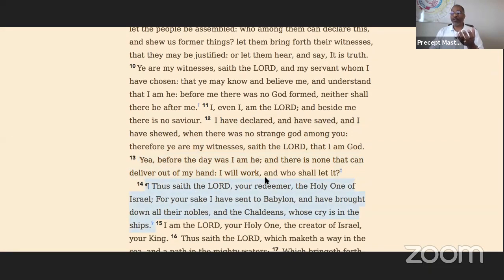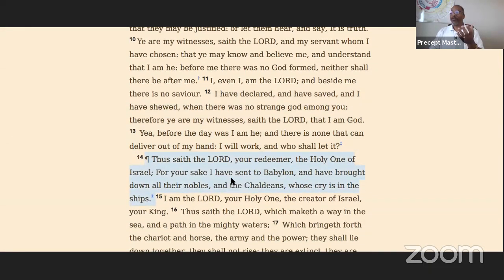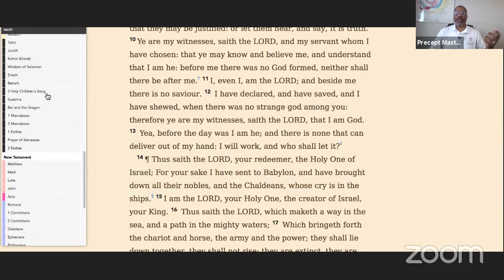Now watch, here go the kickers right here. Thus saith the Lord, your Redeemer, the Holy One of Israel: for your sake I have sent to Babylon and have brought down all their nobles, and the Chaldeans, whose cry is in the ships. It's telling you right there, point blank. I am the Lord, the Holy One, the creator of Israel, your king. So he's telling you everything. We know everything. Why? Because Paul wrapped all that up in there.